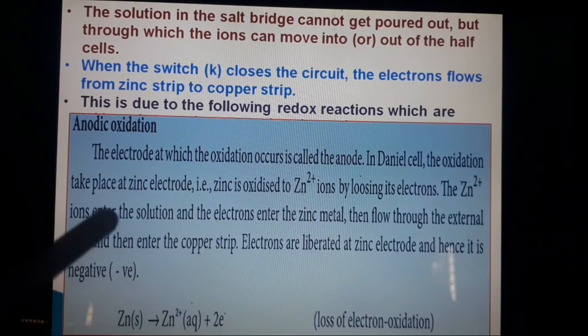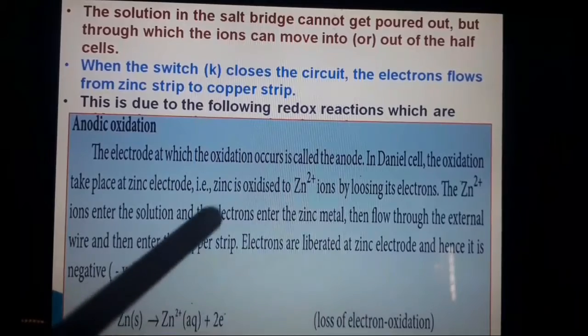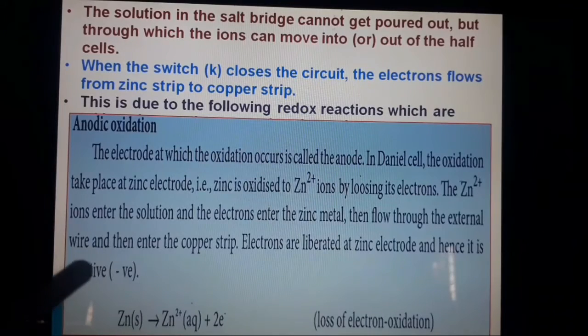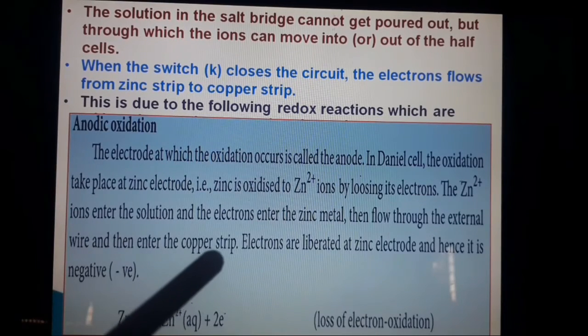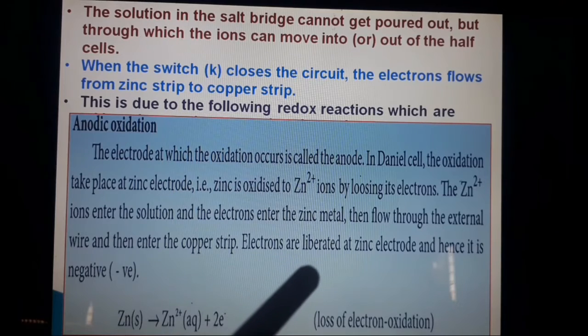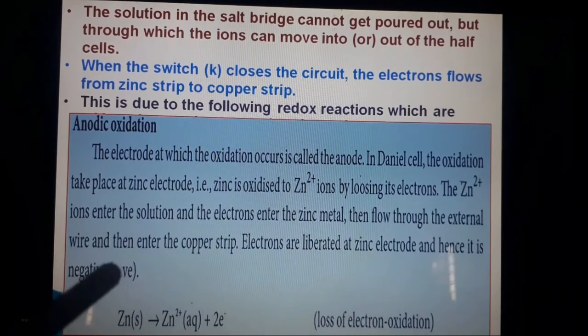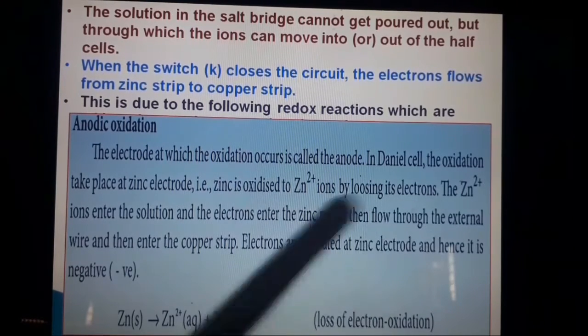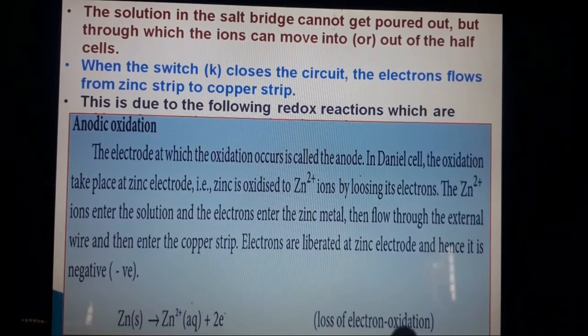The zinc ions enter the solution. The electrons from the zinc metal flow through the external wire and enter the copper strip. Electrons are liberated at the zinc electrode, hence it is negative, because the anode acts as the negative electrode in a galvanic cell. This is the reason. Loss of electrons is oxidation.